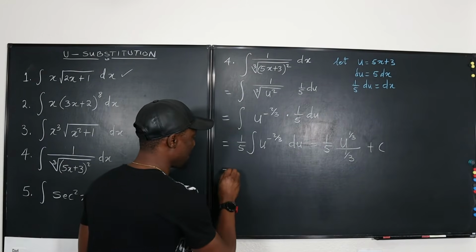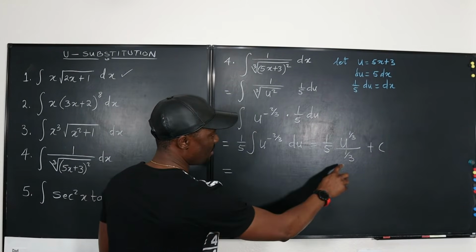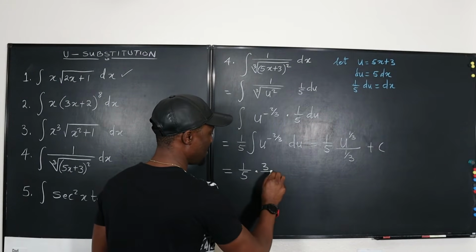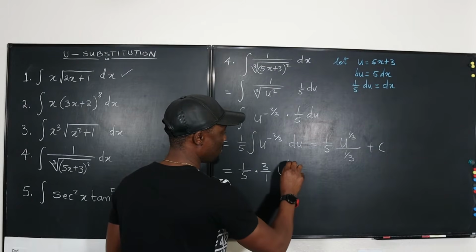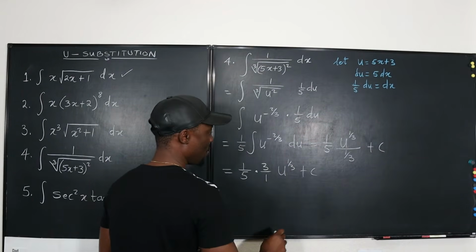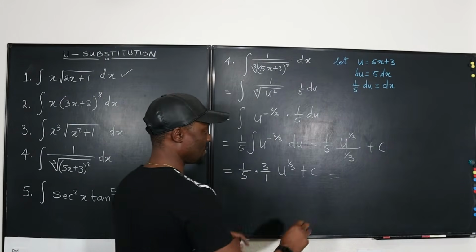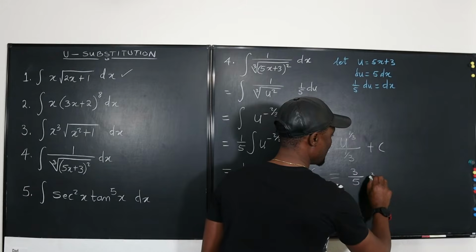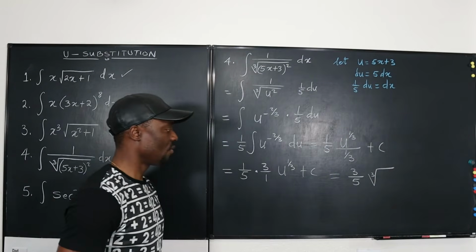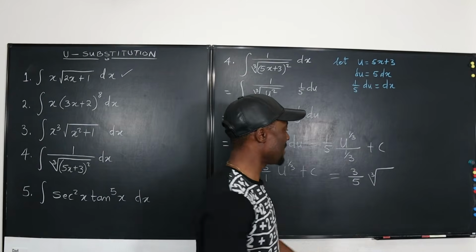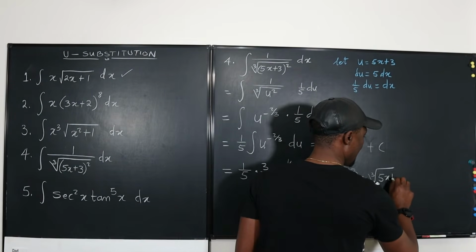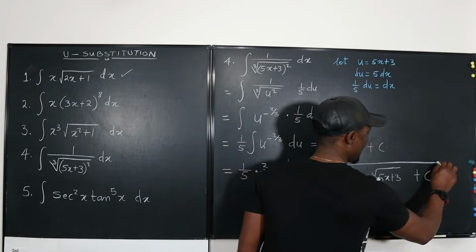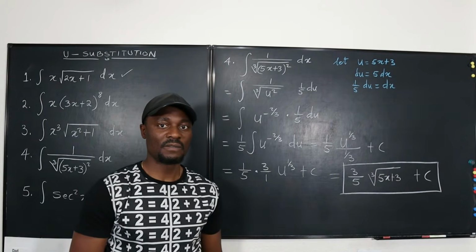So here what I have is going to be equal to, if I flip this, 1/5 times the flipped version of this, which is 3/1, and then you have u to the 1/3 plus c, which is going to be equal to 3/5 cube root of u. What is the cube root of u? What's u? 5x plus 3. 5x plus 3 plus c. This is the answer we've been looking for.